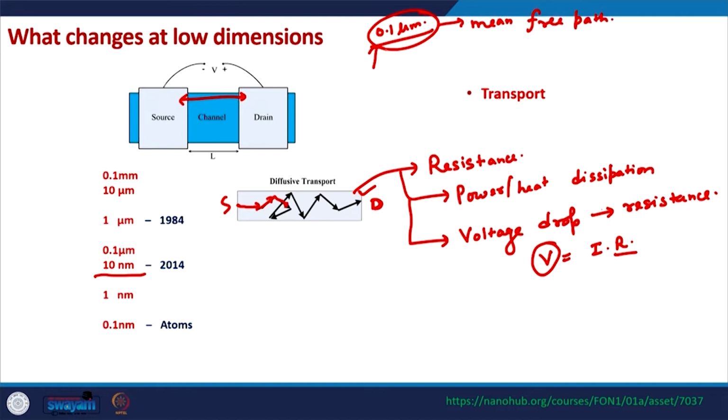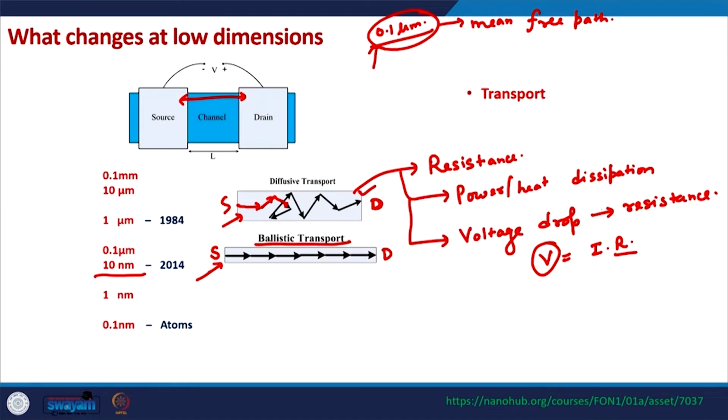If the channel length is lesser than the mean free path, then the transport is no longer like this, the transport may happen like this as well. And what does this mean? Now the electron starts from the source, it does not collide with anything in the channel, and it directly goes to the drain side. This transport is known as the ballistic transport.